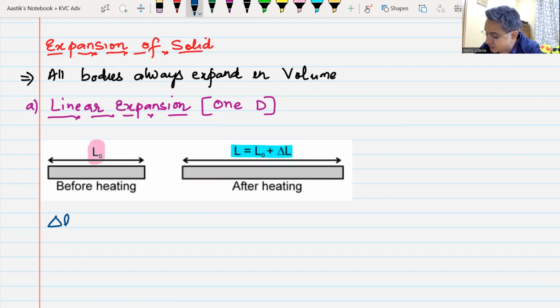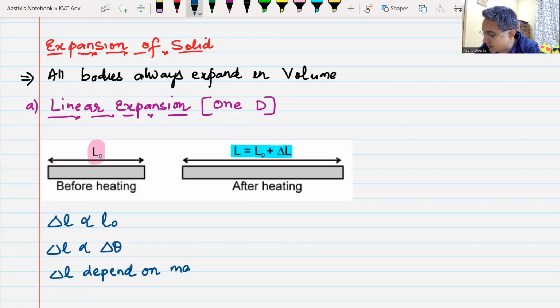Now this delta L will be proportional to the original length L0, yes or no? Yes, sir. This delta L will be proportional to the change in temperature delta theta, yes or no? Yes, sir. And this delta L will also depend on the material, yes or no? Yes, sir. If the rod is made up of iron, it will expand in a different way. If it is copper, it will expand in a different way, and so on. Yes or no? Yes, sir.